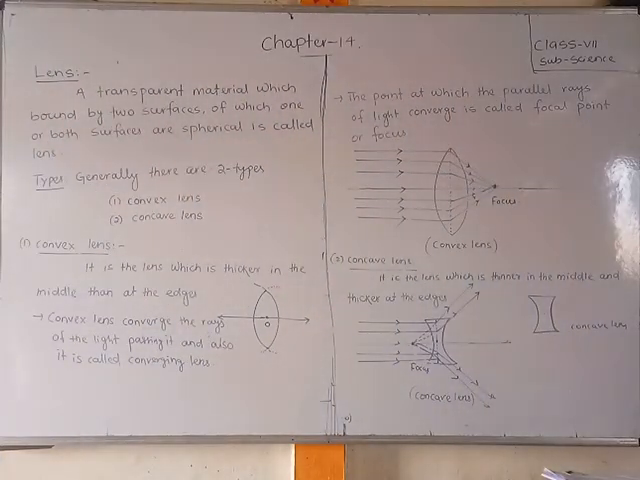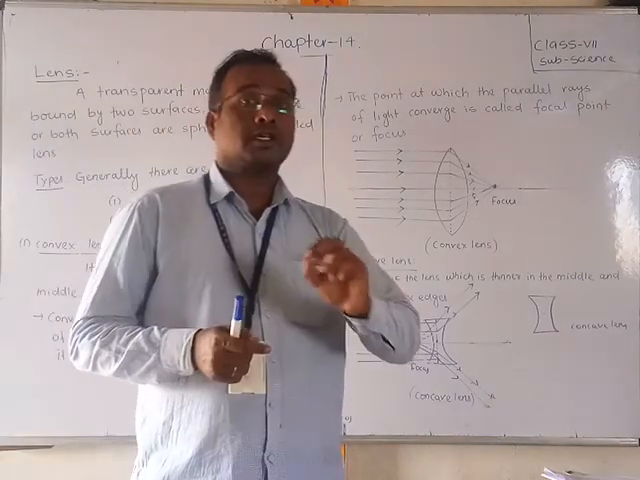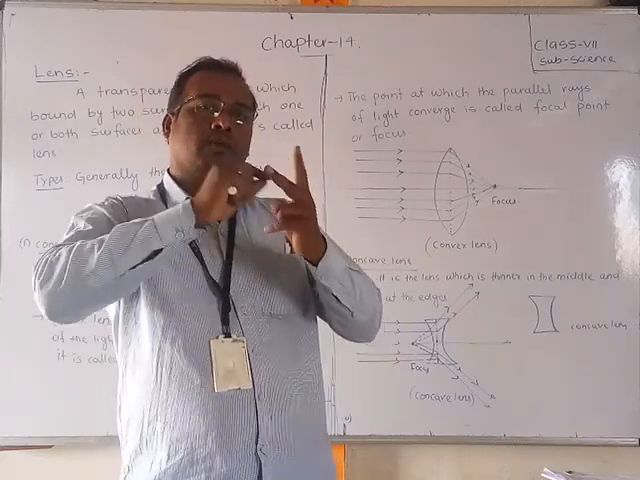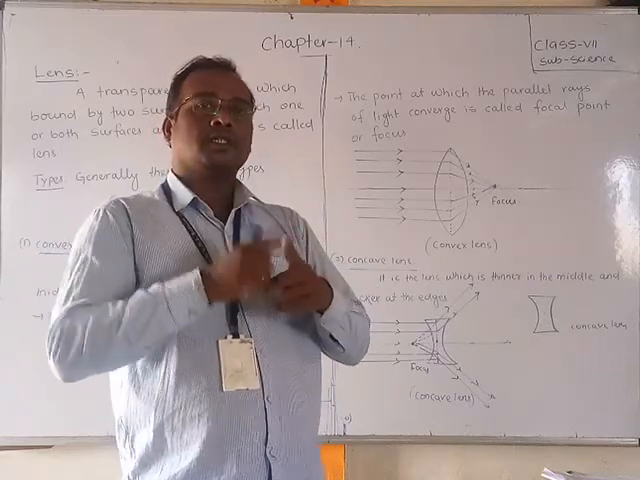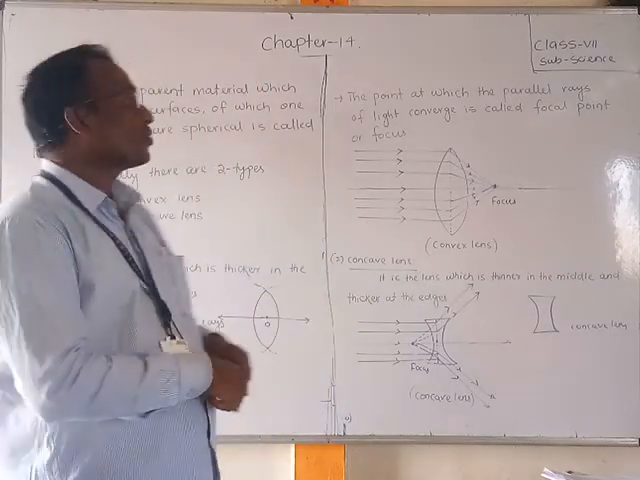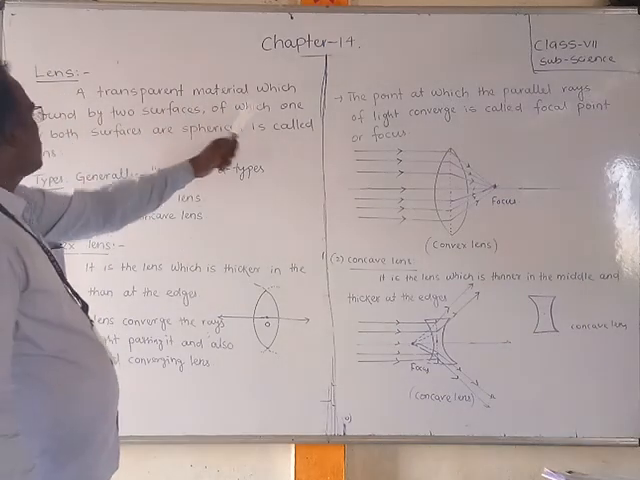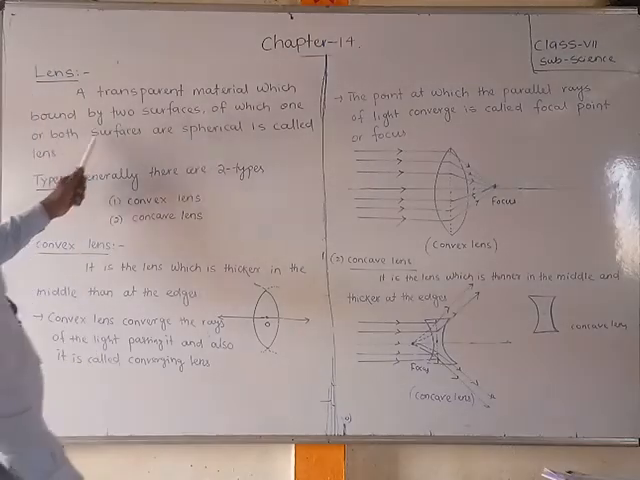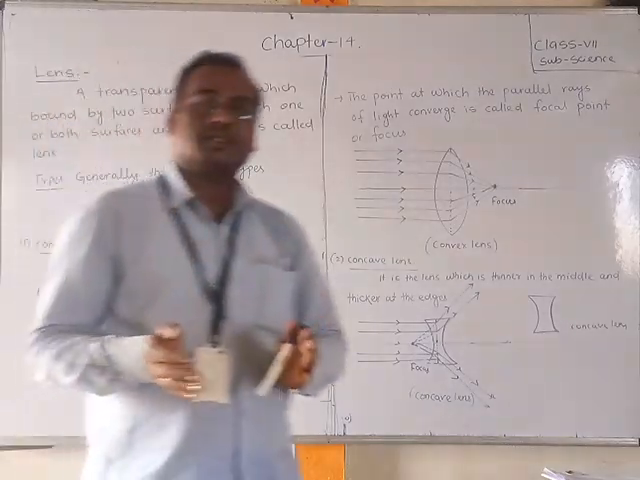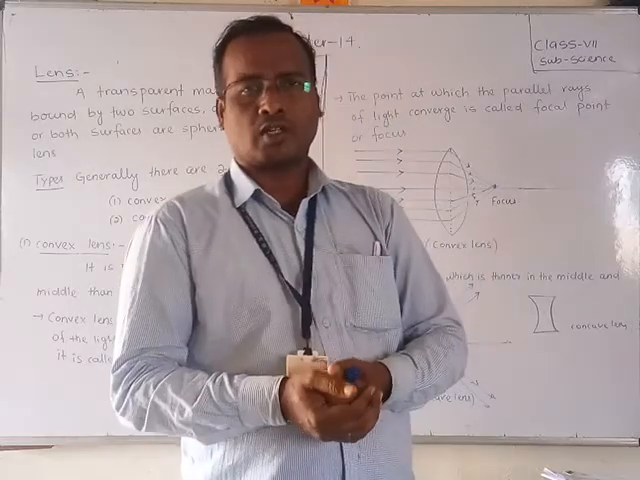A lens is a transparent material, meaning light will pass through it. A mirror does not transmit light, it reflects it. So get this idea: there are only two things, mirror and lens. In a lens, light is transmitted because it is transparent. In a mirror, one side is opaque, so light is reflected and bounces back. A transparent material bounded by two surfaces, of which one or both are spherical, is called a lens. If one surface is spherical and the other is plane, that is plano-concave or plano-convex.